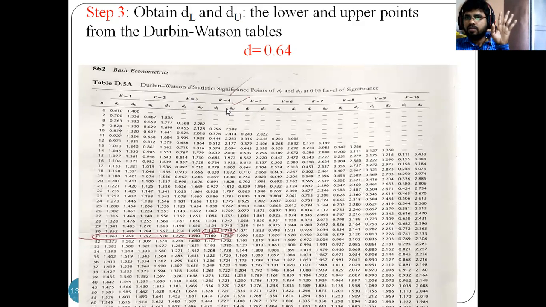Within K equal to 4, we have DL and DU, the Durbin-Watson lower limit and upper limit. The lower limit is 1.160 and the upper limit is 1.735. So what is the D value? If it lies between these two values, 1.160 to 1.735, we cannot take any decision. Simply, I can show how it can be rejected or accepted.